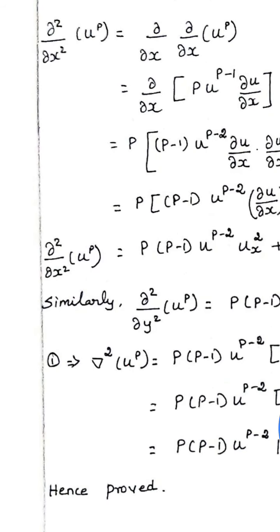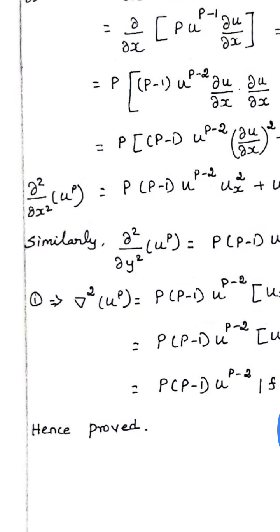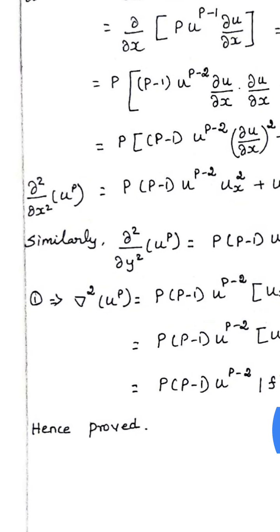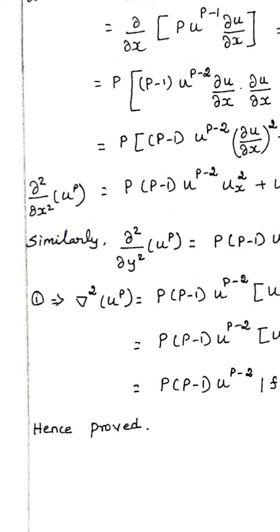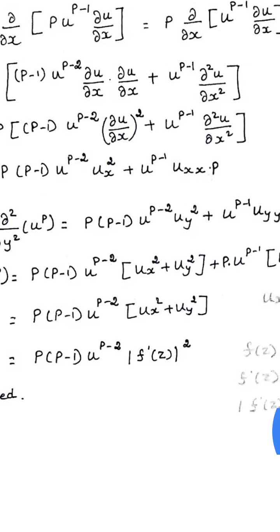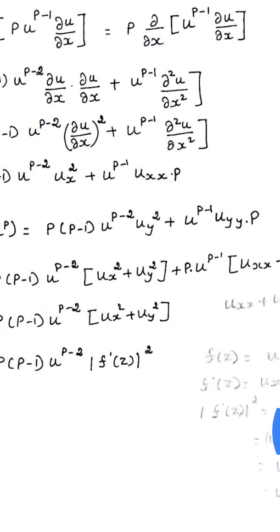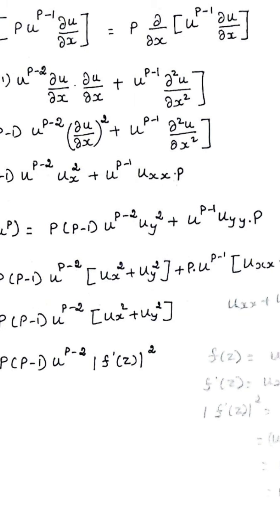In the next step, I am differentiating u^p. What is the differentiation of u^p? p u^(p-1) times dou u by dou x, because u is a function of x and y, so only dou u by dou x is coming. Since p is a number, I am just taking it out. So what answer will I get here? Dou by dou x of u^(p-1) times dou u by dou x.